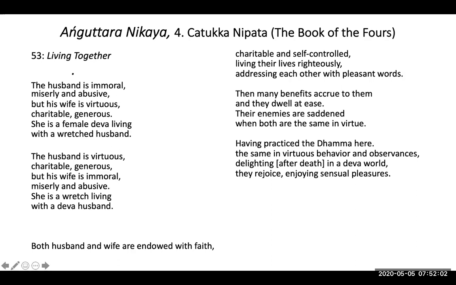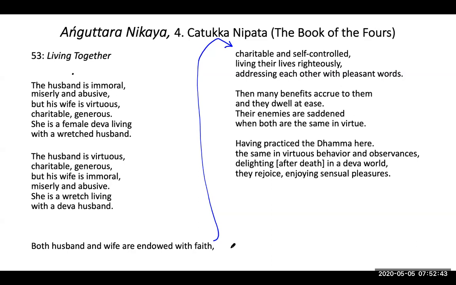Okay, I think this is one column, and this should go to, all right, pink color, blue. And this should go like this, connect this way. So both husband and wife are endowed with faith, charitable and self-controlled, living their lives righteously, addressing each other with pleasant words. Then many benefits accrue to them, and they dwell at ease.